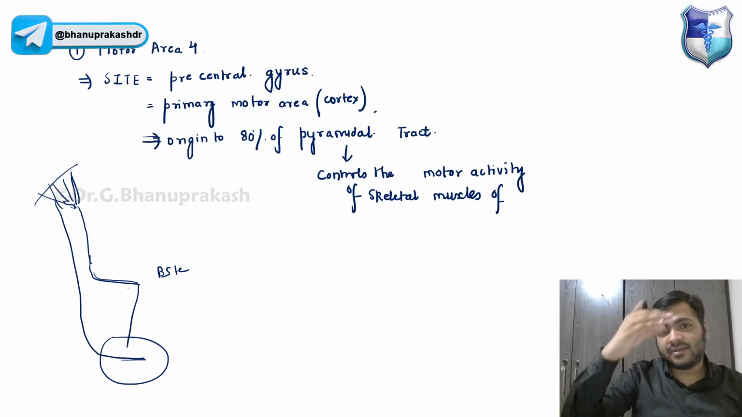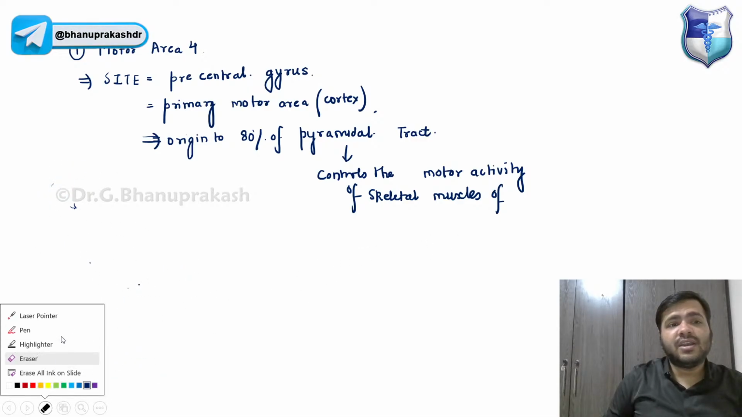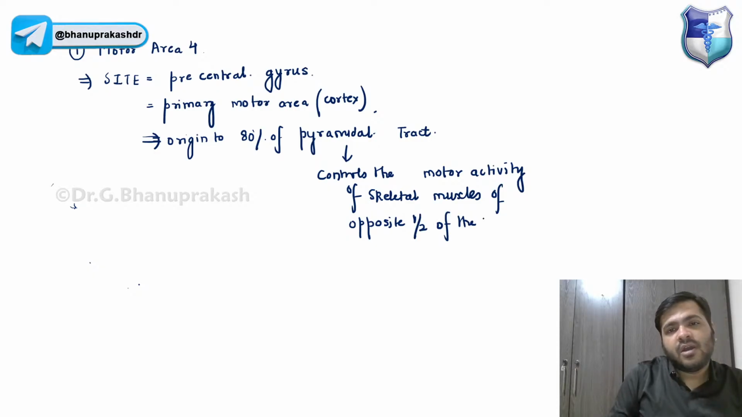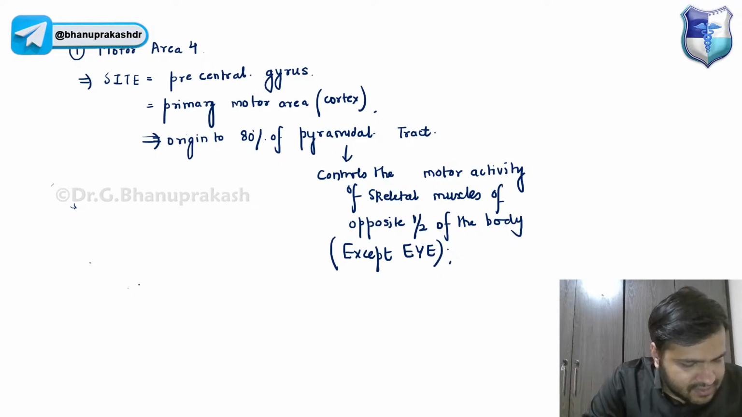These fibers basically go to the opposite side. So guys, always remember, it controls the motor activity of the skeletal muscles of the contralateral side, the opposite half of the body. Remember, except the eye. Guys, except eye. I will be discussing it later on, right?